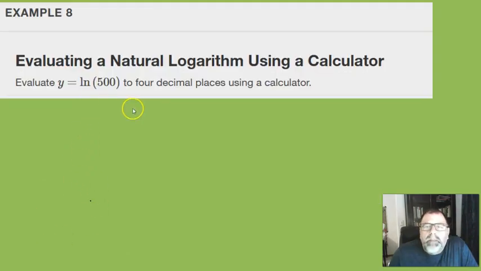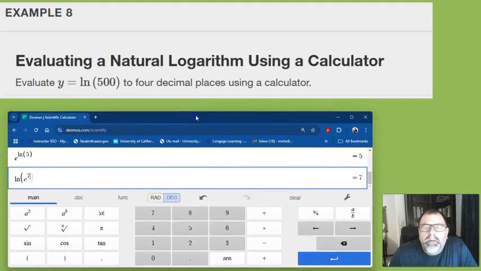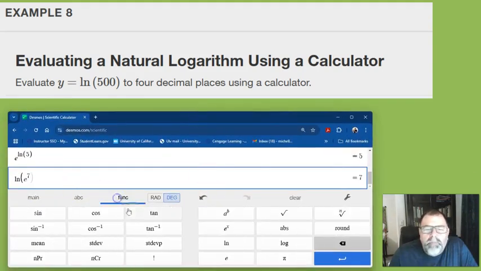Okay, so let's try natural log using a calculator. Evaluate y equals ln 500 to 4 decimal places. So again, just on your calculator, you should have a button, if it's scientific, that says ln. If you don't, you can use Desmos, but on the test, the final exam, you'll have to use a calculator. You can't use your cell phone either. So make sure you have a calculator that can do that. I usually have a few extra with me if you don't want to go out and buy one.